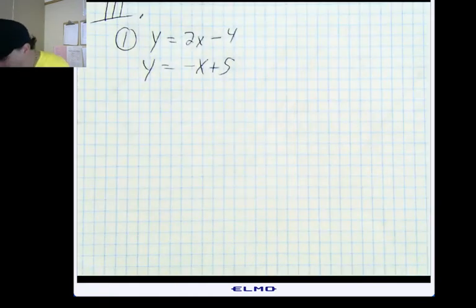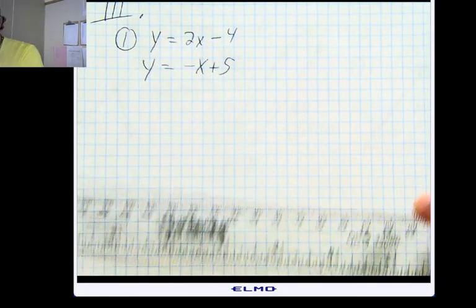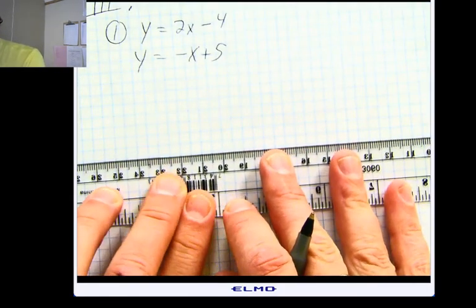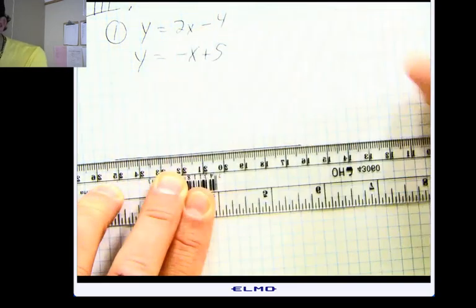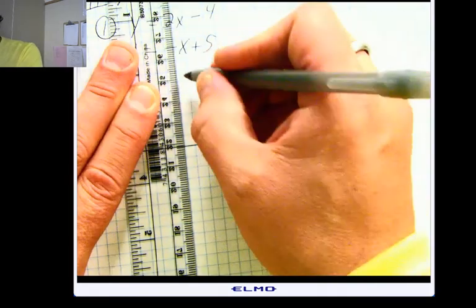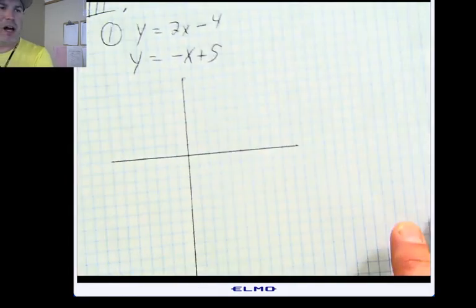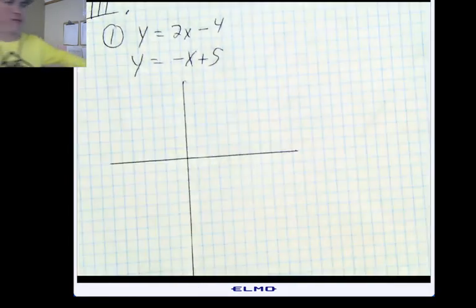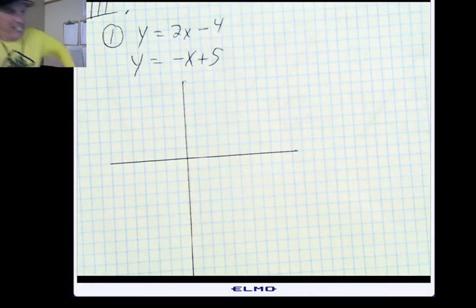First, make your x and y axes. I've dropped my straight edge. Excuse me, everybody. There we go. All right, so we make our x and y axis first. X-axis, y-axis. And when our graph is in slope-intercept form like this, it's nice and easy to graph.